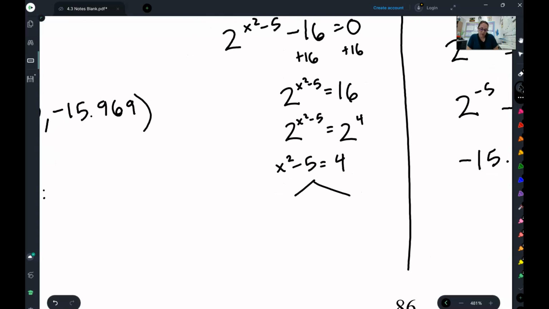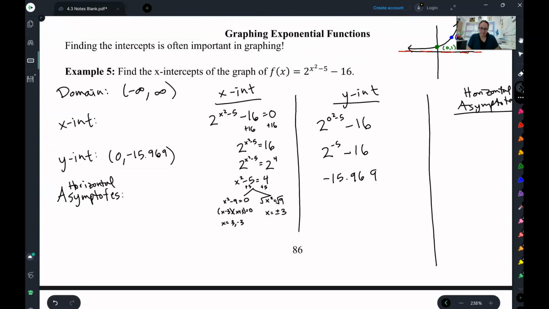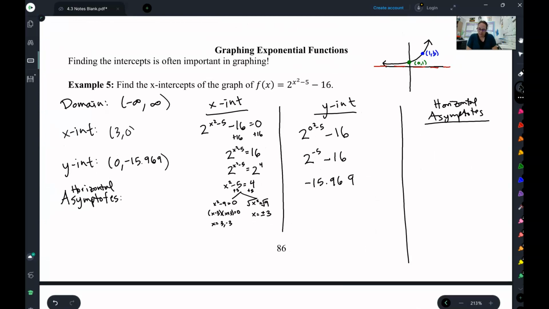Now there are 2 ways you could solve it from here. You could bring the 4 over like that, and get x squared minus 9 and factor using difference of squares. Or you could bring the 5 over, get x squared equals 9, except if you do it this way, you have to remember that anytime you square root, you get plus or minus, and that will give you the same answer either way. So I have (3, 0) and (-3, 0) as my x-intercepts.